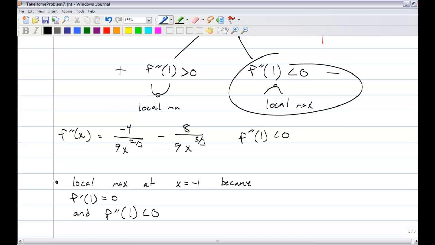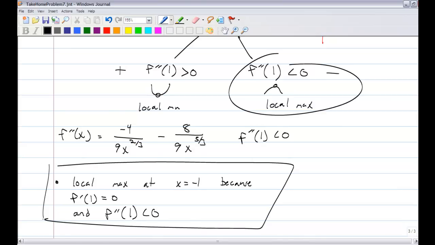Okay, that's all you got to say. So look at how short that is if you can use a second derivative test. It's a really short, quick, and easy way to justify a relative extreme value. But it's kind of limited because you can't use the second derivative test when your first derivative comes up undefined.